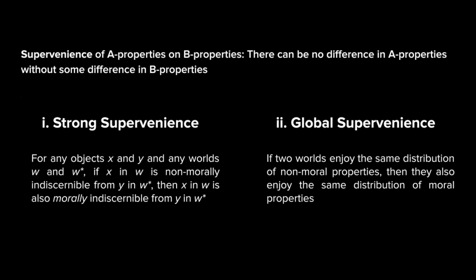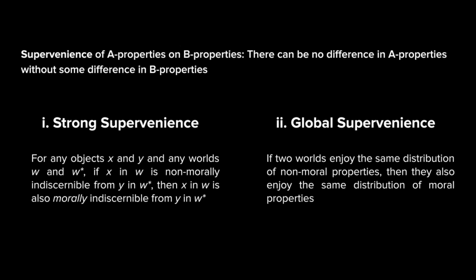But remember that we started with the global supervenience thesis. It seems really plausible that if two worlds are non-morally identical, well, then they're also going to be morally identical. If you fix all the non-moral facts about two arbitrary worlds, then they're going to be the same morally. They're going to have all the same moral properties as well.